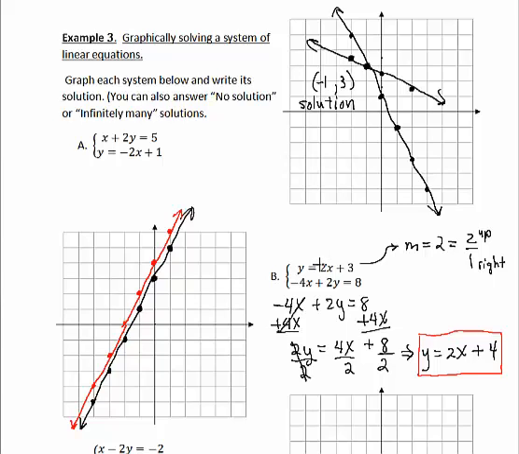So in this case, this system has no solution. Graphically, there's no intersection, and so algebraically, there's no solution to this linear system of equations. So B is no solution to the system.